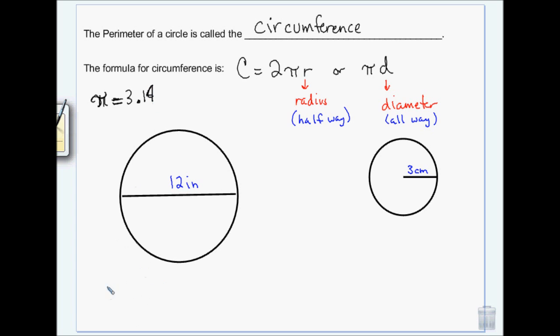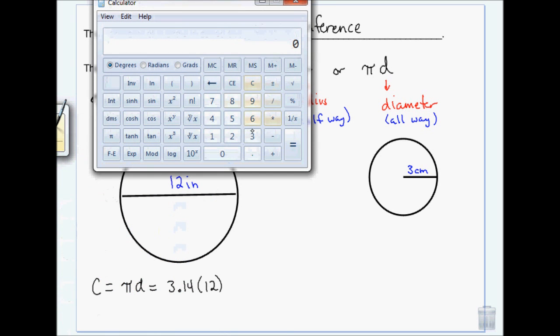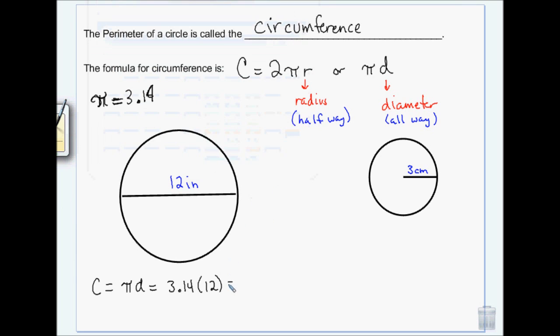Okay, so I'm going to use the diameter, so my circumference is going to be pi d, so that's the same thing as 3.14 times 12. So 3.14 times 12, so 37.68 inches. Okay. If I'm given the radius, then I'm going to use the 2 pi r. So that's going to be 2 times 3.14 times 3.